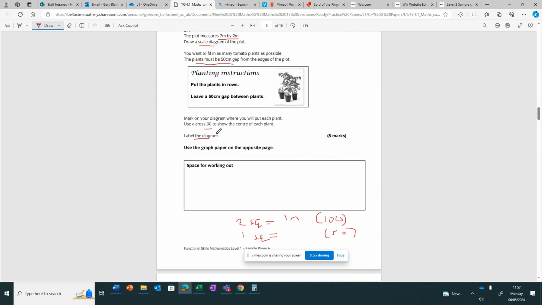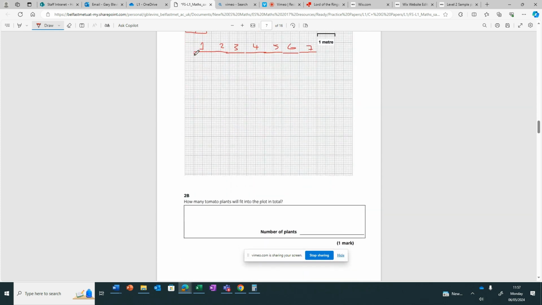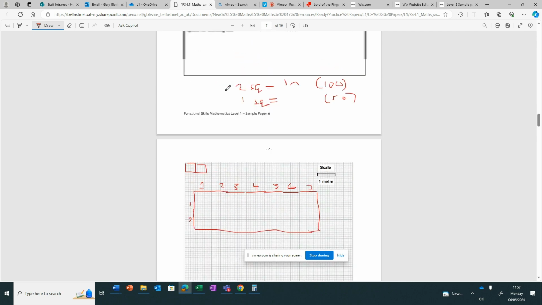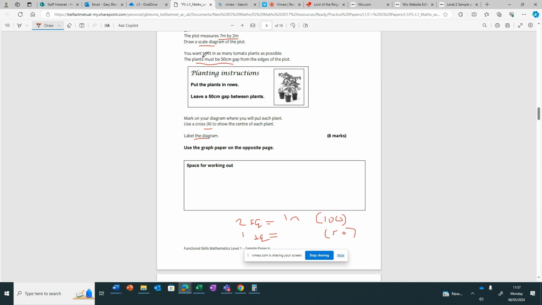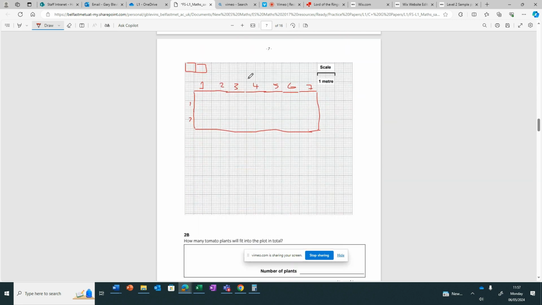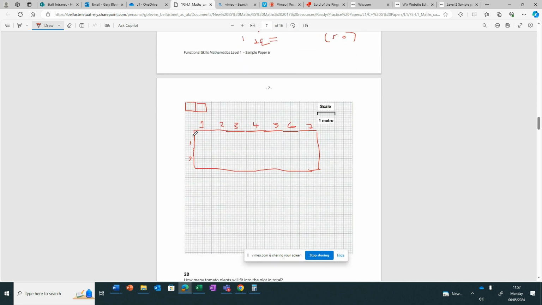Next, it was 7 by 2 meters. So 2 squares will be 1 meter. Another 2 squares will be 2 meters. And then we just draw them up, line them up as best you can. Use a ruler in the exam. Oh, honestly. Next, we've got to put these plants in. There must be 50 centimeter gap between them and 50 centimeters from the edge. So we know that 1 square equals 50. So we can't start here because that's the edge, and we can't start here because that's the edge, and that's the edge, so we'll have to start here.